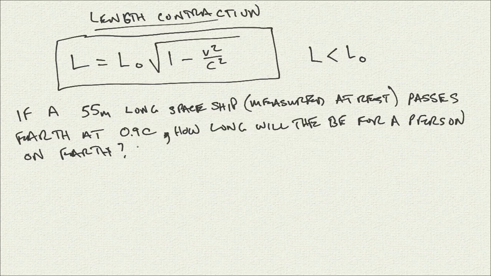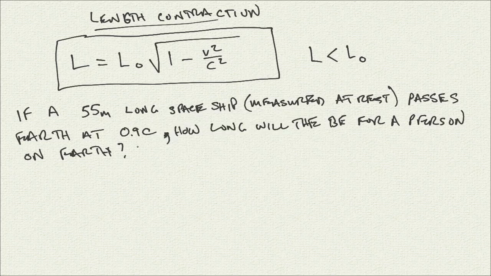So here's a question, very typical. If a 55-meter long spaceship, where that's measured at rest, passes Earth at 0.9 c, or 90% the speed of light, how long will the ship be as measured by a person on Earth? Pause the video now and see if you can calculate the value.